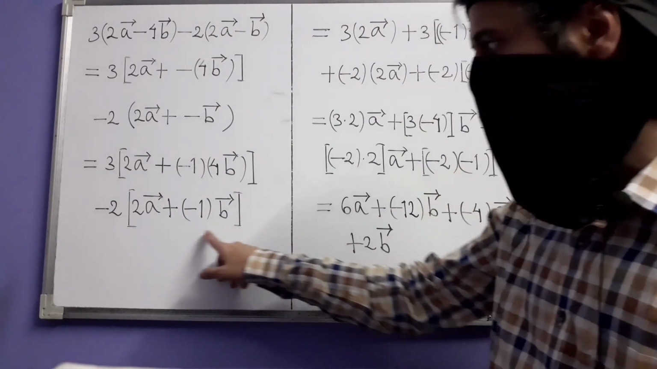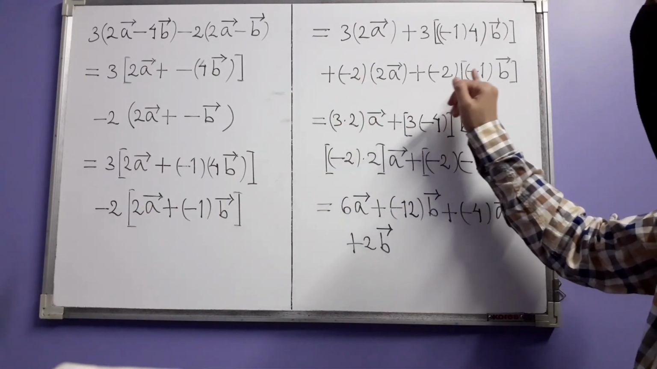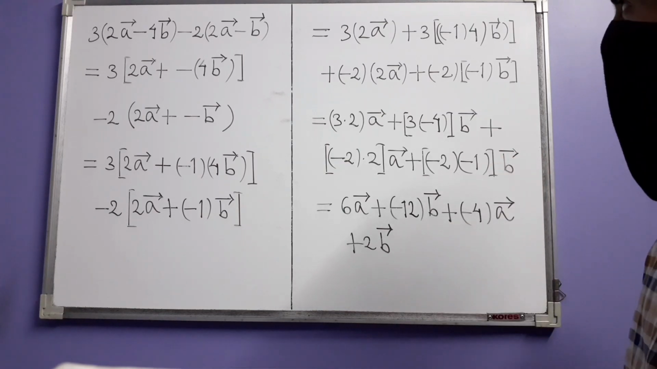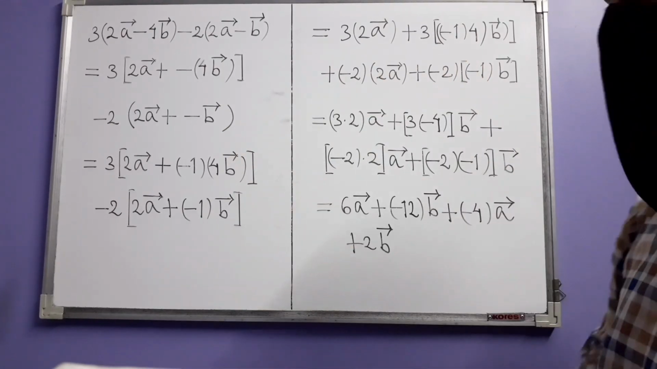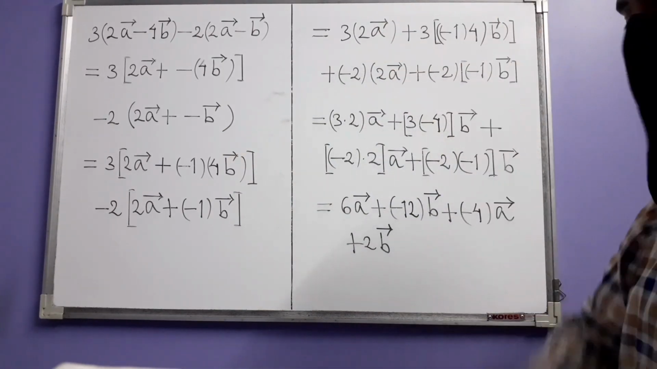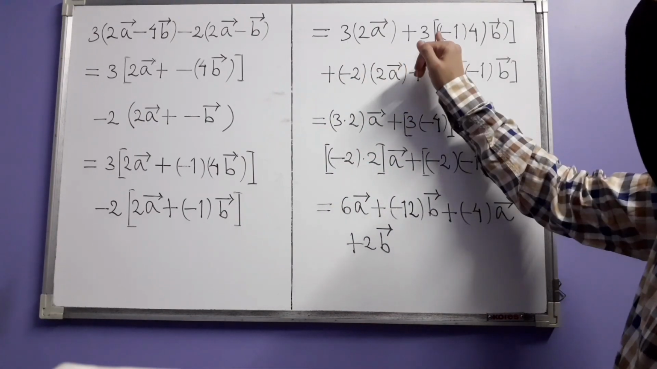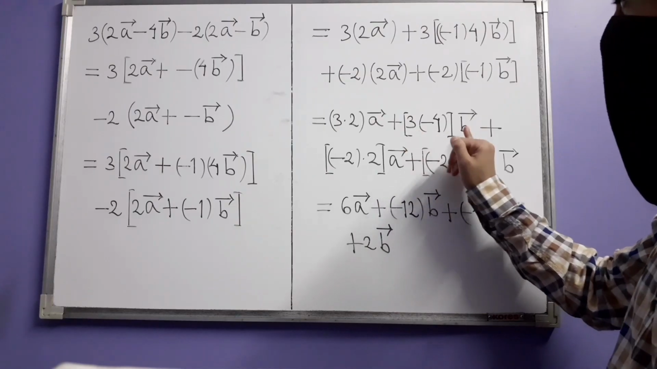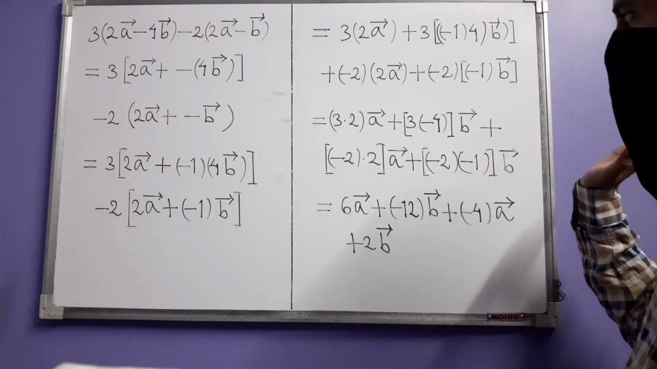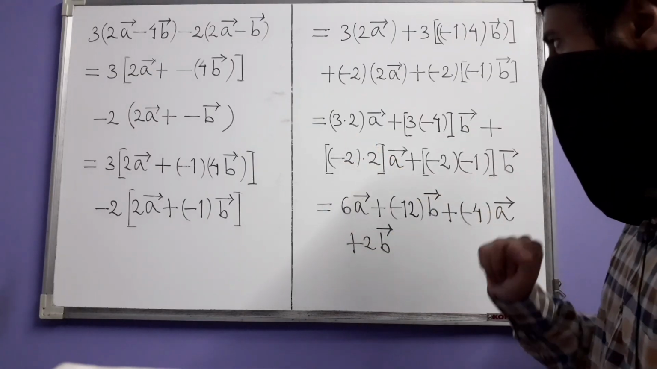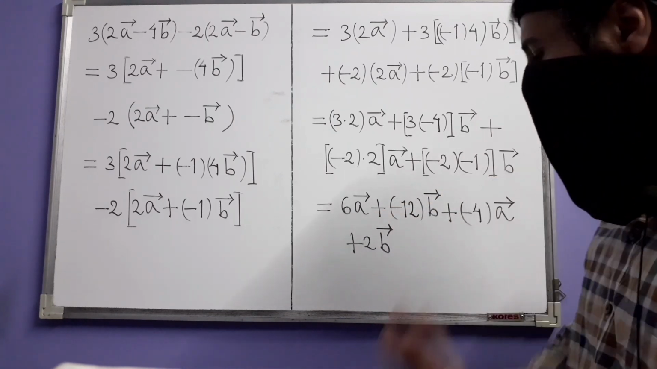And then we multiplied this one also similarly by minus 2, obtaining minus 2 times 2a plus minus 2 times minus 1b. And then whatever we did here to get this from this, we do that same thing to all the terms in the next line. 3 times 2a is 3 times 2 times a. 3 times this will be minus 4, so you have 3 times minus 4b. Here minus 2 times 2a, minus 2 times minus 1b. And then you do the calculation. This will be 6, this will be minus 12, this is minus 4, and this last one is 2.